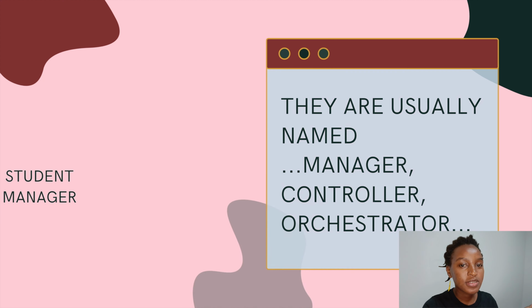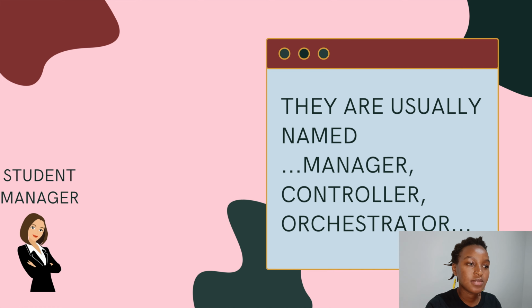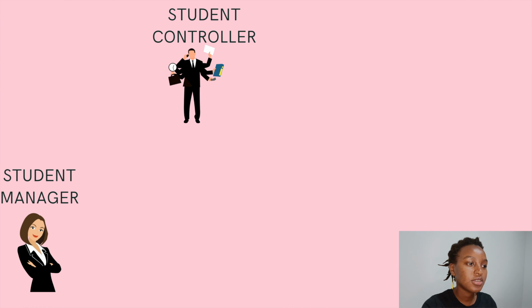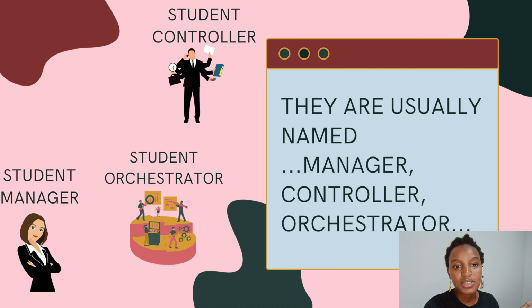Watch out for such. Then you can find places where you can find examples of services. But one thing to be clear on, this is on the domain level. We're not talking about the infrastructure level. This is just on the domain level. For instance, in the student example, you'll have a student manager, a student controller, a student orchestrator. There are such creative names. Watch out for such creative names.